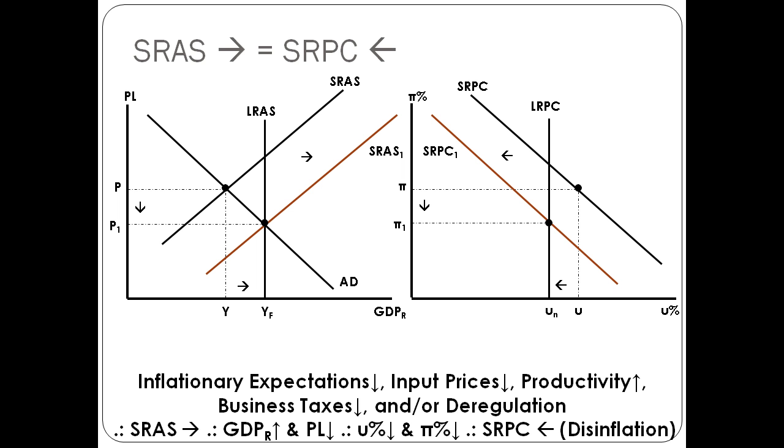So once again, remember that when you're shifting around the short-run aggregate supply curve, you're going to have to shift that short-run Phillips curve the opposite way, and then you connect it over, and you can figure out what happens to inflation and unemployment.